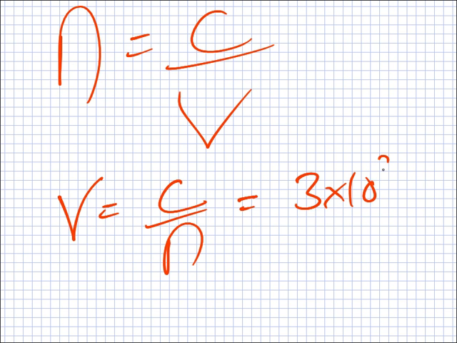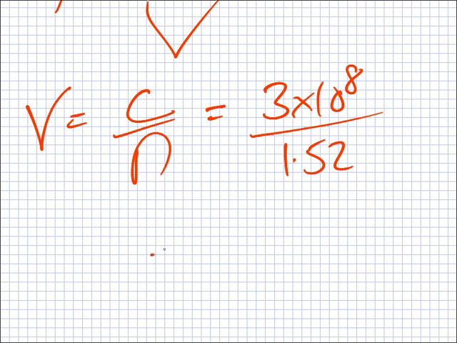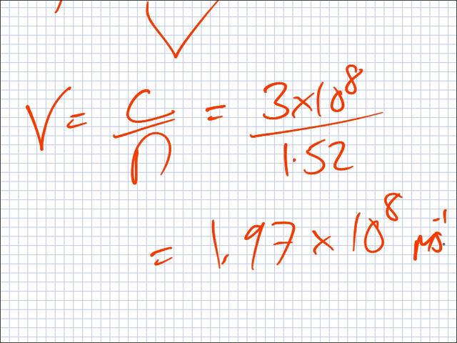3 times 10 to the 8 over, what was the refractive index of the glass? 1.52. Okay, so what answer do you get here? 1.97 times 10 to the power of 8.